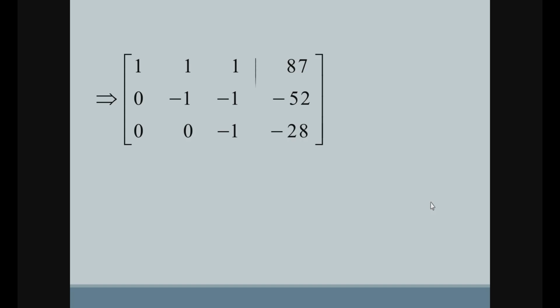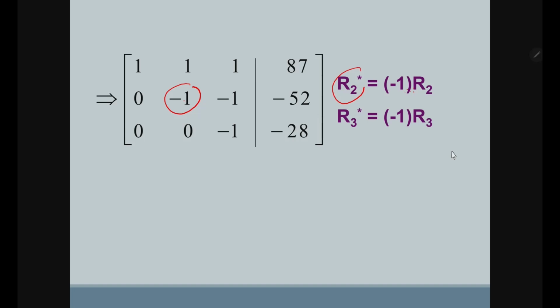Then we get here like this. We know that to get the identity, here must be positive. So the new row must be multiplied with negative. And then the third row here also must be positive.